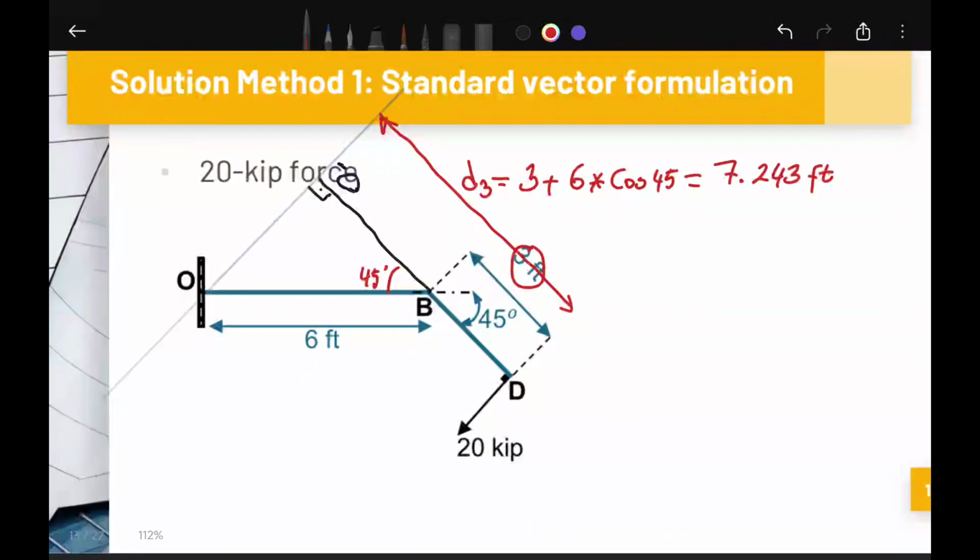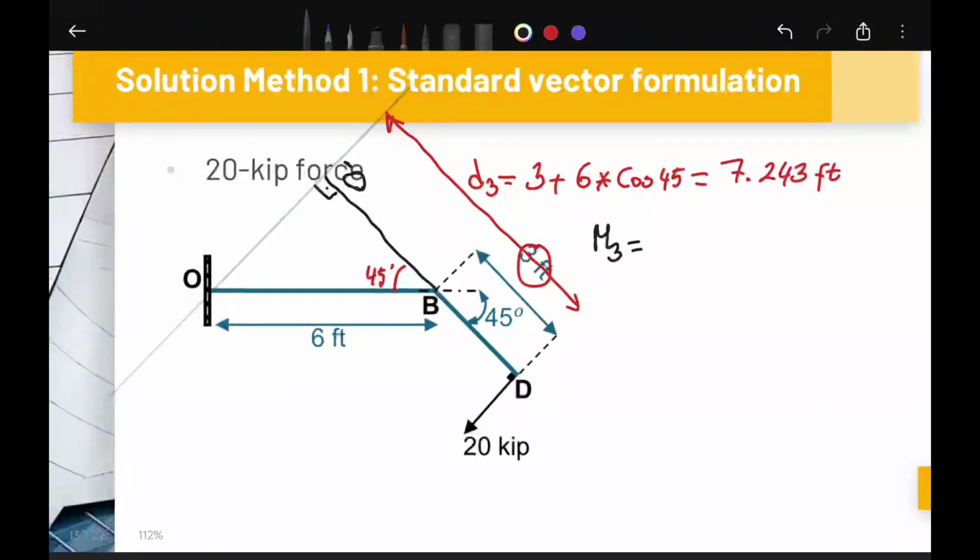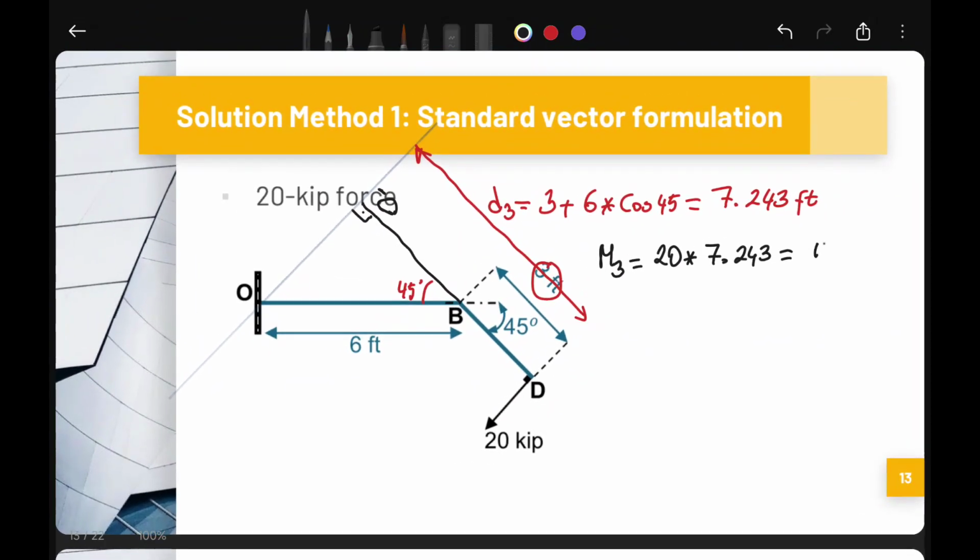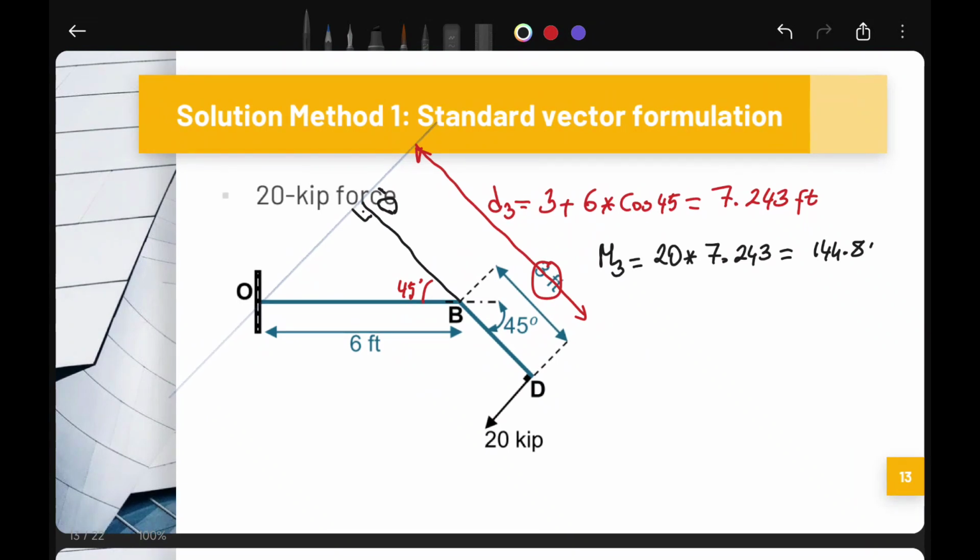7.243 feet. If we multiply this distance with the magnitude of the force, we obtain the final individual moment, 144.85 kip-feet. The last force tends to rotate clockwise, that's why we assign a negative sign.